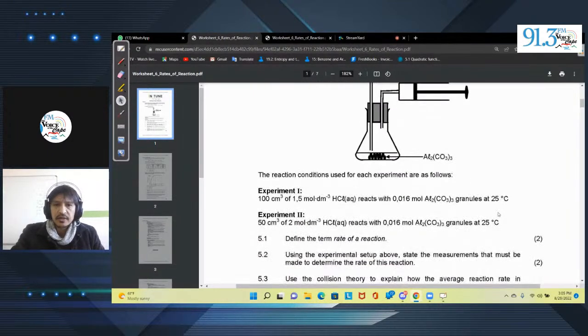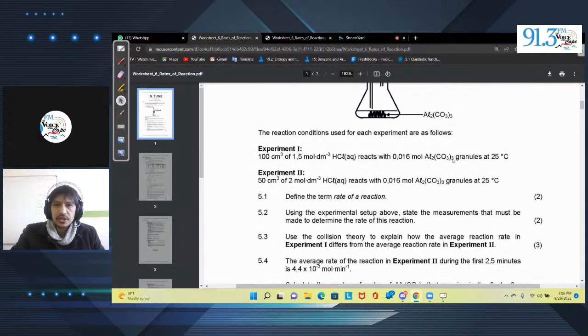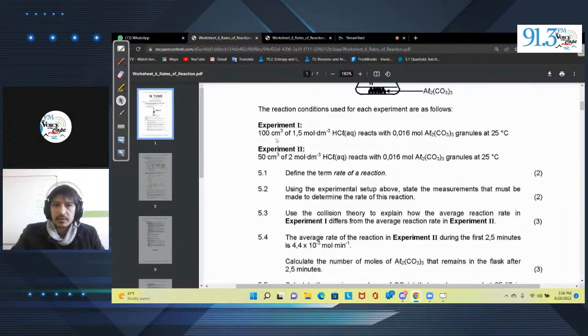Now, the reaction conditions used for each experiment are as follows. In the first experiment, we're using 100 centimeter cubed of 1.5 mole per decimeter cubed hydrochloric acid. Very important, always try to convert these values into decimeters, because that's the standard we're working with. Remember that 1 centimeter cubed is equal to 1 milliliter and 1 decimeter cubed is equal to 1 liter. They state that this reacts with 0.016 mole of aluminium carbonate granules at 25 degrees Celsius. And that's it for the first experiment.